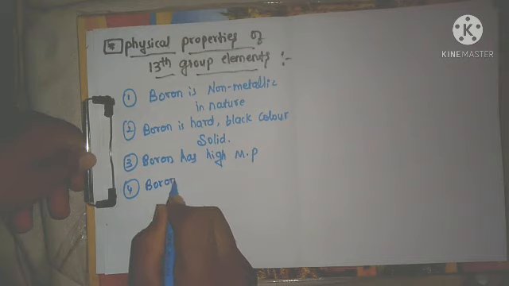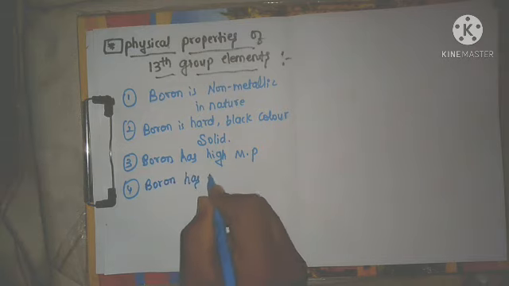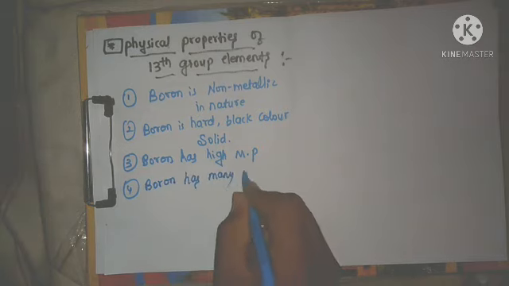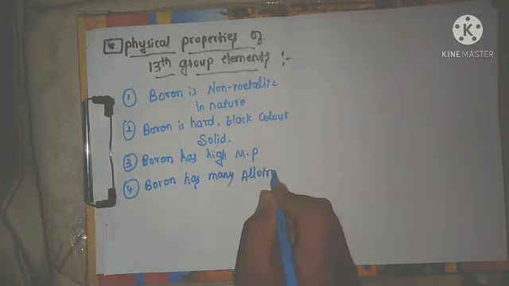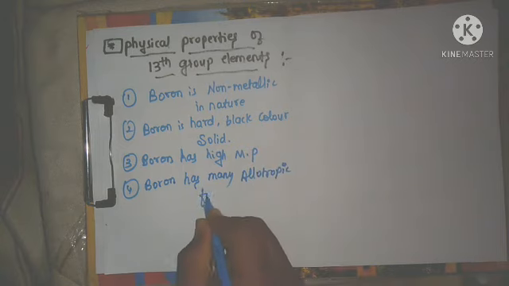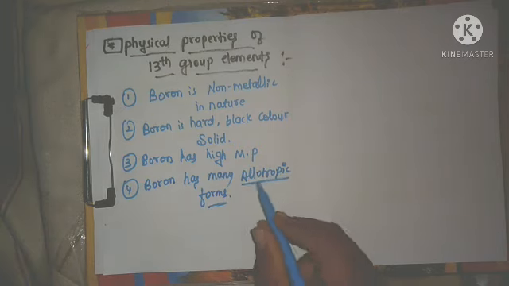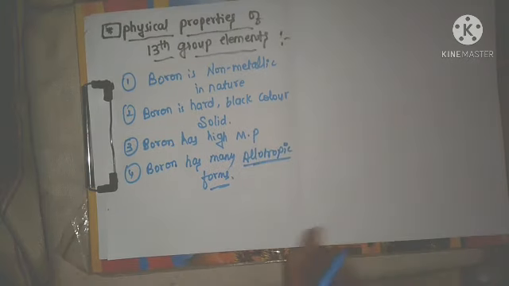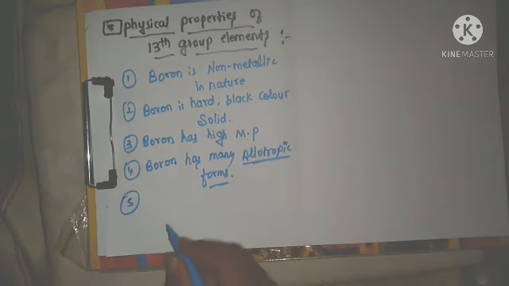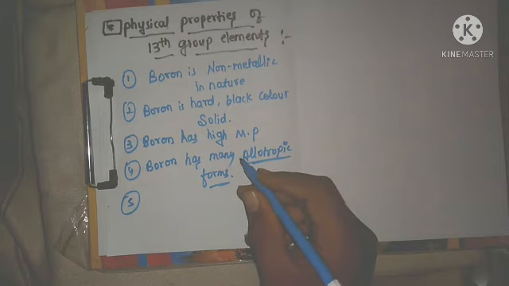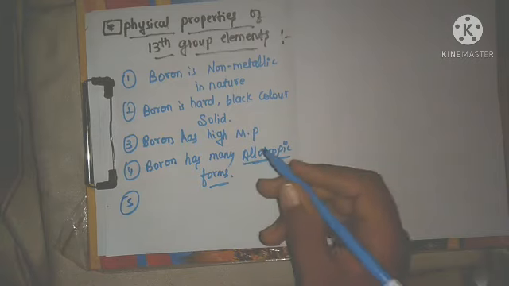Boron has many allotropic forms. Already you know the meaning of allotropic. Allotropy means what? Made up of same element, but the properties are different. That is called allotropy. Now, if you go for the other elements other than boron: gallium, indium, thallium, aluminium, right?